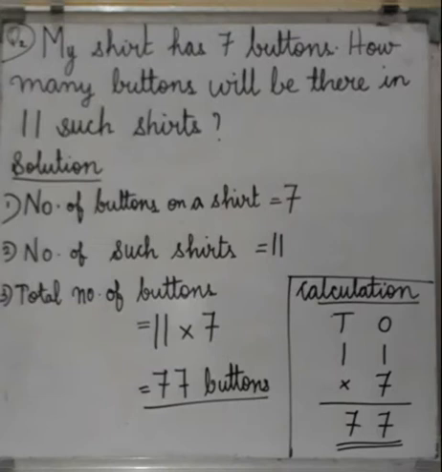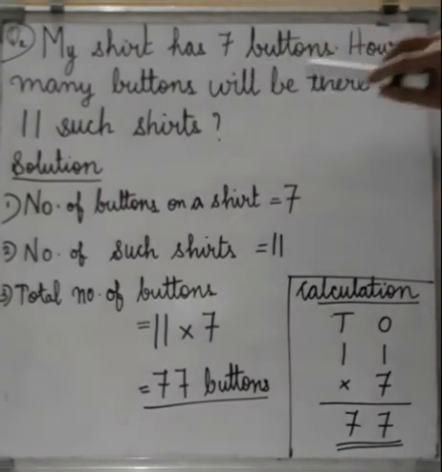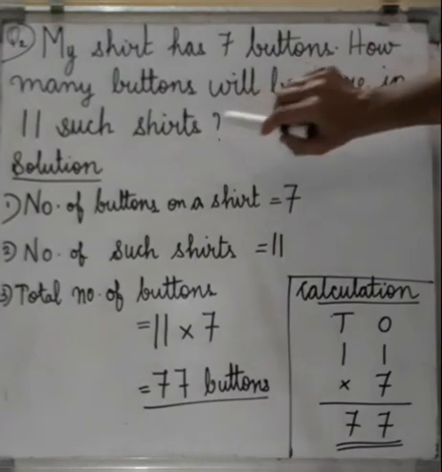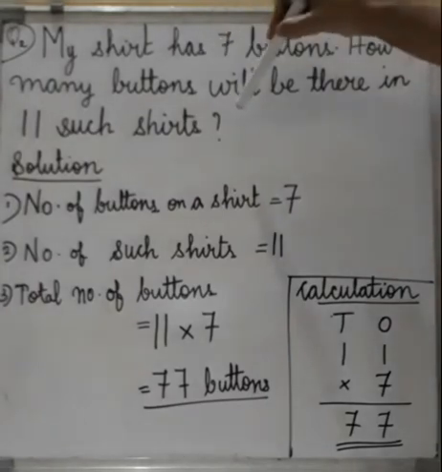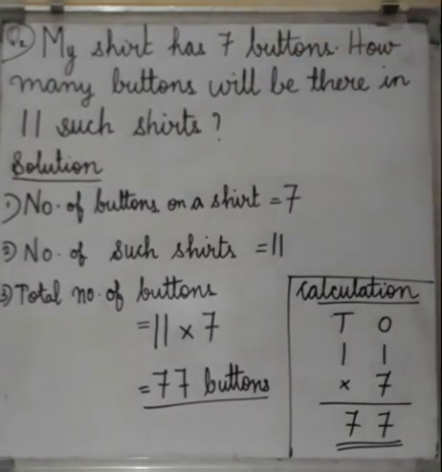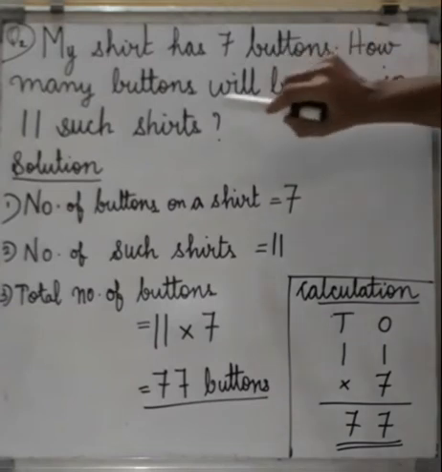Now the second question is, my shirt has 7 buttons. How many buttons will be there in 11 such shirts? Here the question is, a shirt has 7 buttons and there are 11 such shirts. We have to find out the total number of buttons in 11 shirts.